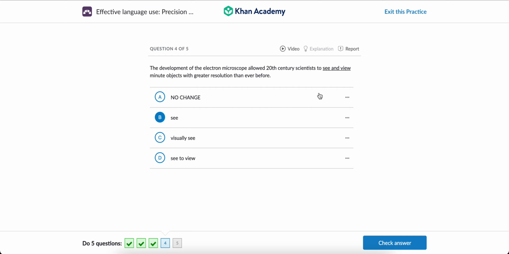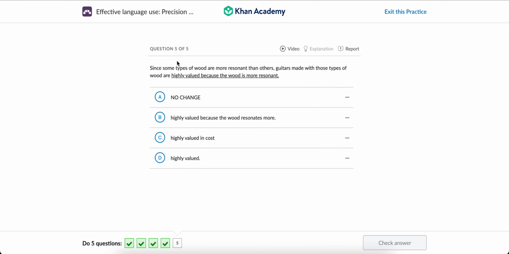You could say see or view. B is obviously right. A is wrong because see and view is kind of redundant. See to view, that doesn't make any sense. And they use both words. They have the same meaning. Visually see does not really sound right, and it's redundant because visually implies that you're seeing something, so B is the correct answer.